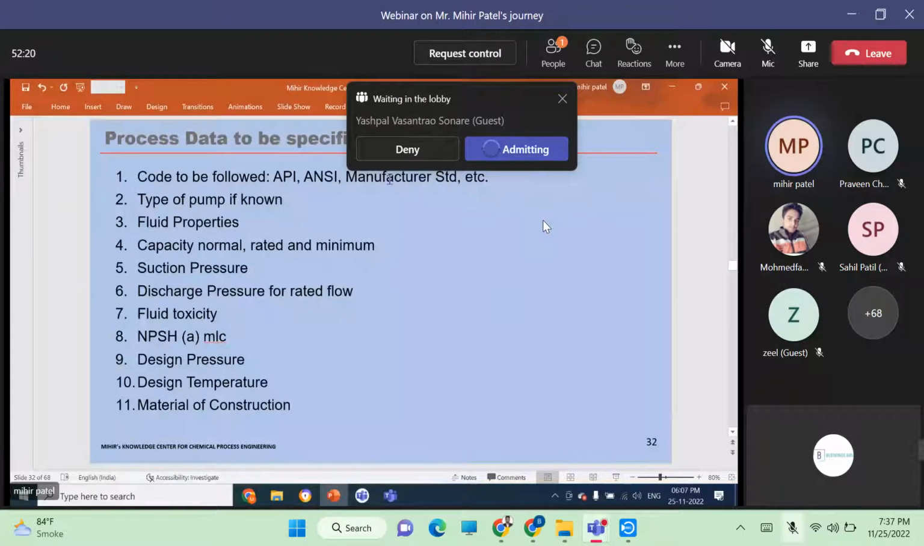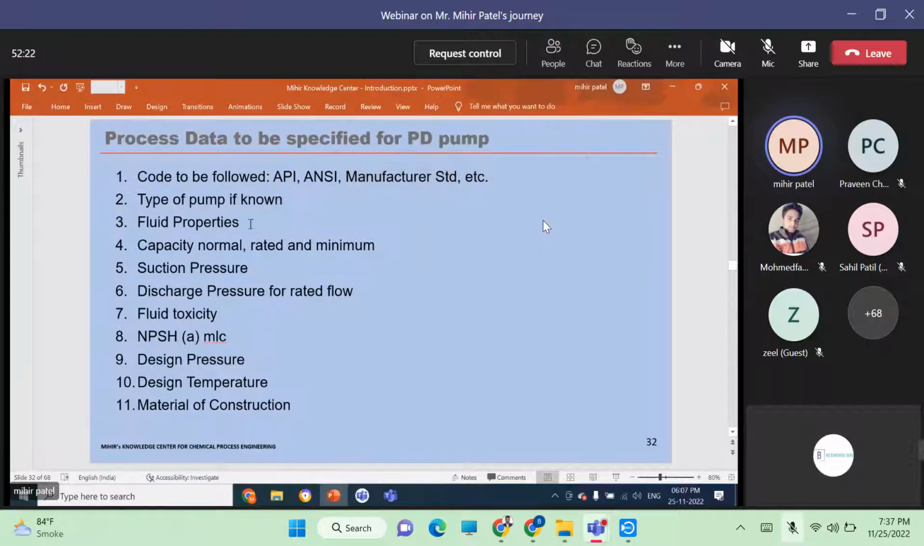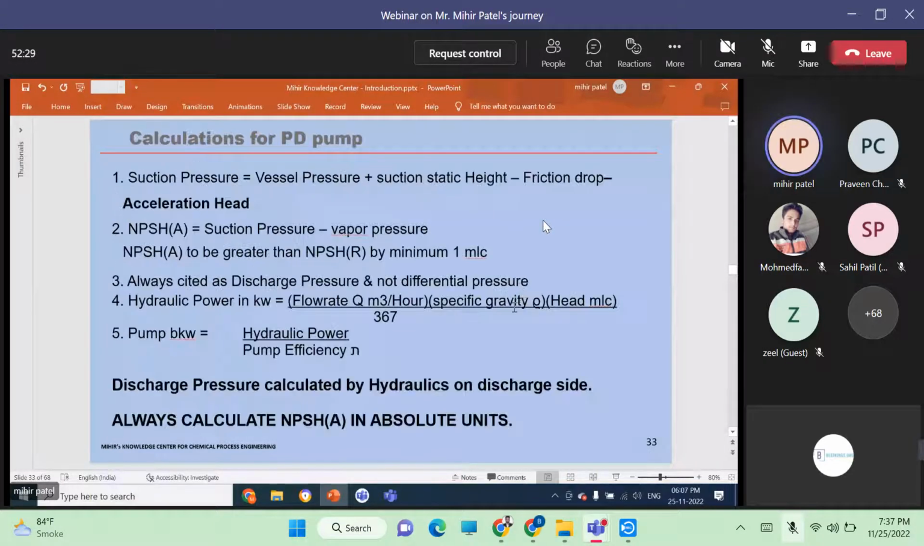Again, process data to be specified for a PD pump, similar to the centrifugal. Then we come to the calculations for a PD pump. Again remember, a PD pump also has an NPSHA requirement. The only difference between PD and centrifugal is for suction pressure, you add the acceleration head, because this is pulsating flow. So if you have a metering pump, it is pulsating flow, so acceleration head comes into play. Otherwise, the other formula is pretty much similar.